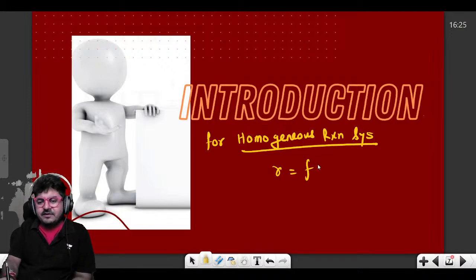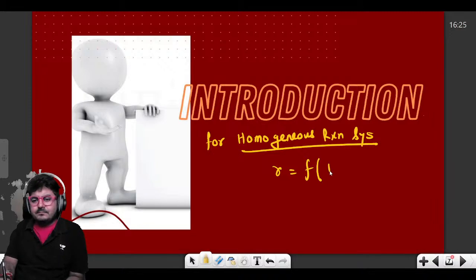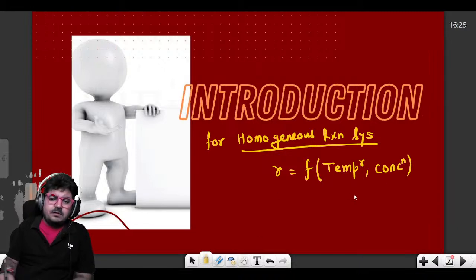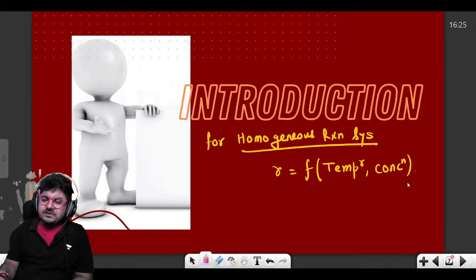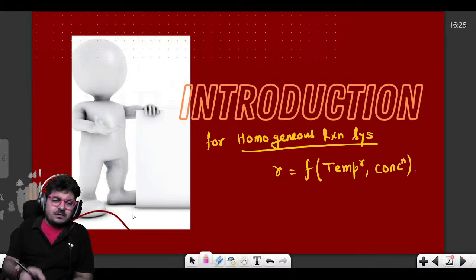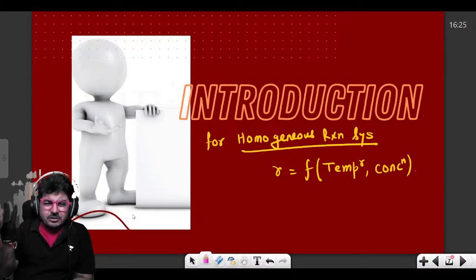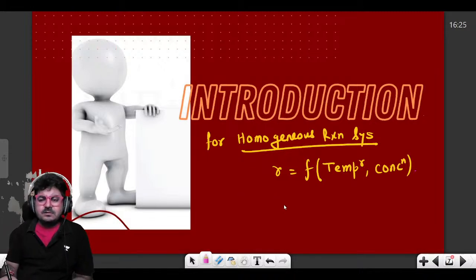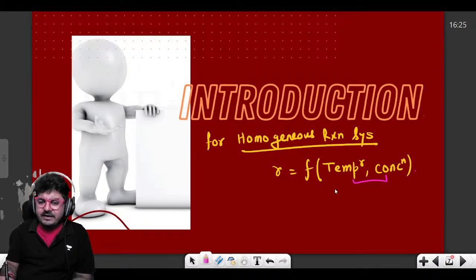rate of reaction is a function of temperature as well as concentration. Okay, you know that the factors affecting the rate of reaction are temperature and concentration only. Some books mention pressure also, but उसकी need नहीं है, because you know that for gaseous reactions, concentration itself contains pressure terms.